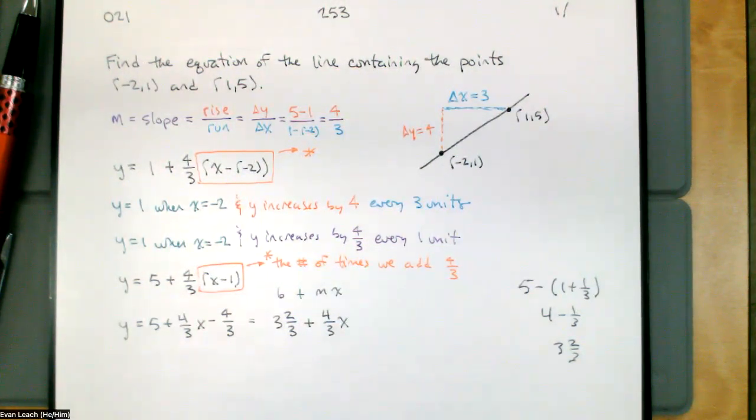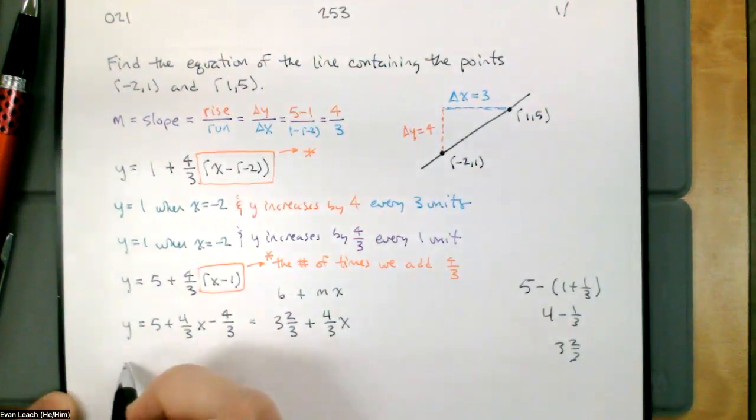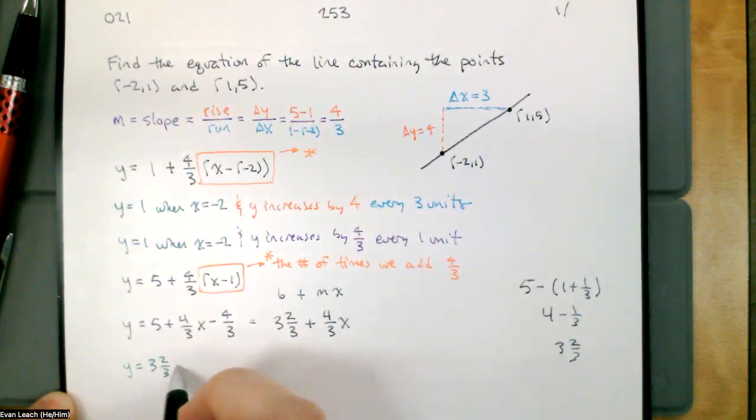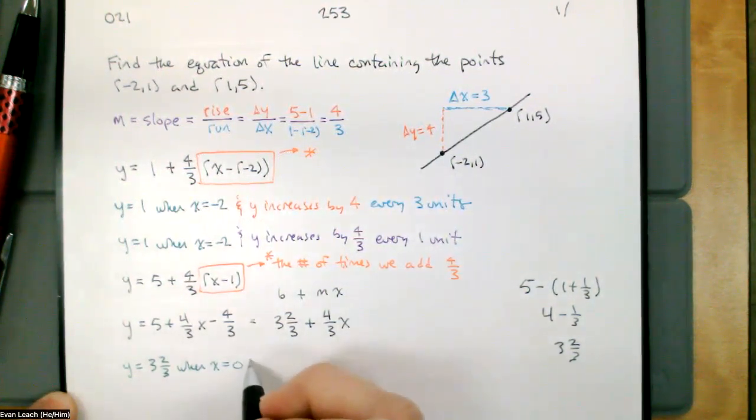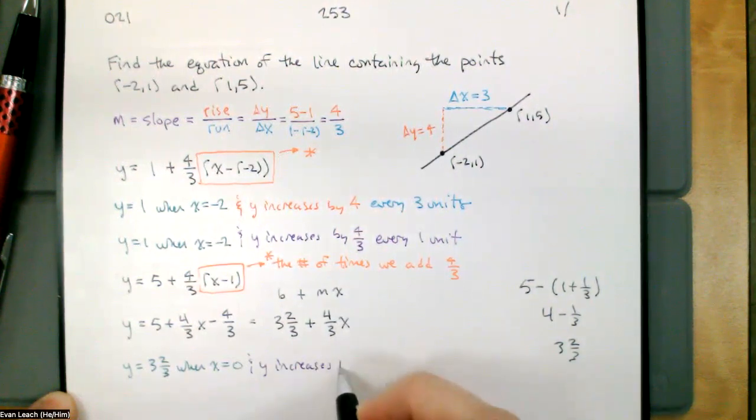The way we would use this description is we'd say y is 3 2/3 when x is 0, and y increases by 4/3 every 1 unit.